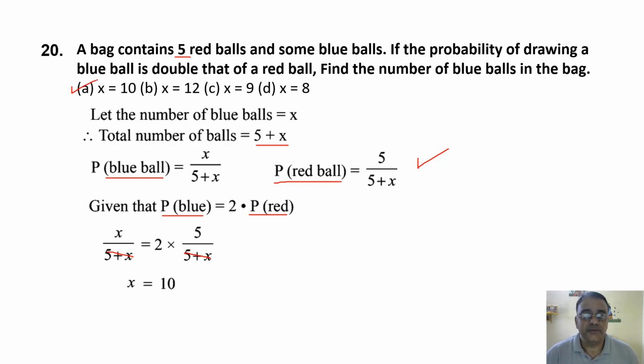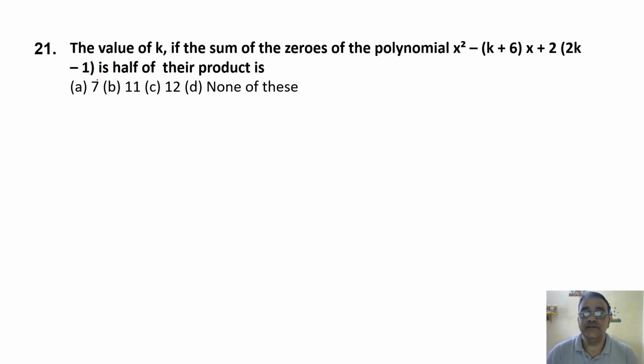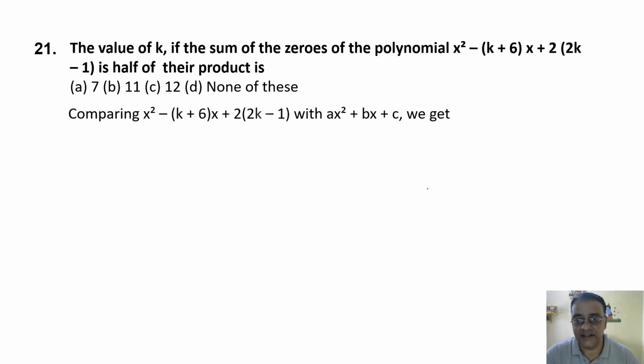Now we are moving toward question number 21. The value of k if the sum of the zeros of the polynomial x square minus (k plus 6) x plus 2 into (2k minus 1) is half of their product. Sum is half of their product. So we will compare this with the standard form ax square plus bx plus c. So after comparing, we are getting sum. What is the formula for sum of zeros? Minus b by a, right. So minus b by a. B is minus of (k plus 6). So minus of minus (k plus 6) will be k plus 6 only.